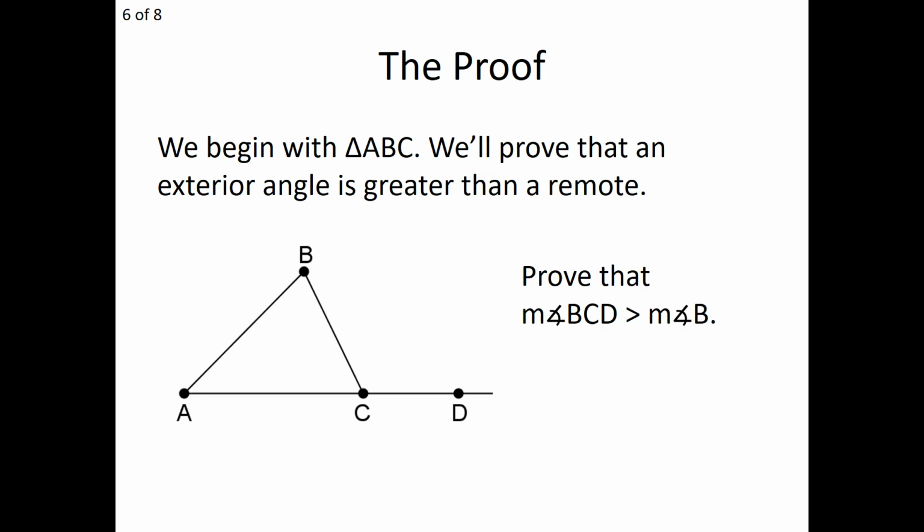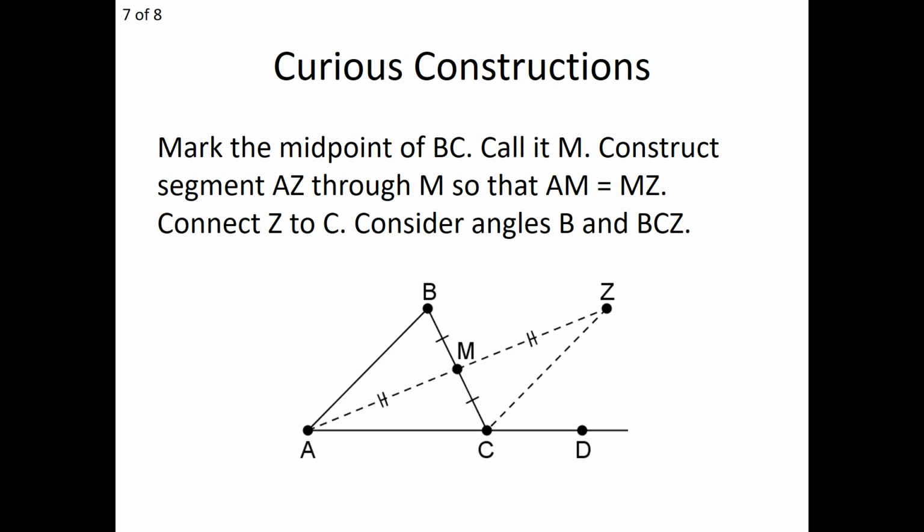Now, we're going to be using this diagram here to actually prove that this is true. So in our diagram, we have triangle ABC such that we've extended out our segment AC through point C to a point D, and we form an exterior angle, angle BCD. We're going to specifically prove that the measure of angle BCD is greater than the measure of angle B. However, before we actually jump into this proof, we are going to start off with a series of constructions. Let's take a look at what these constructions are.